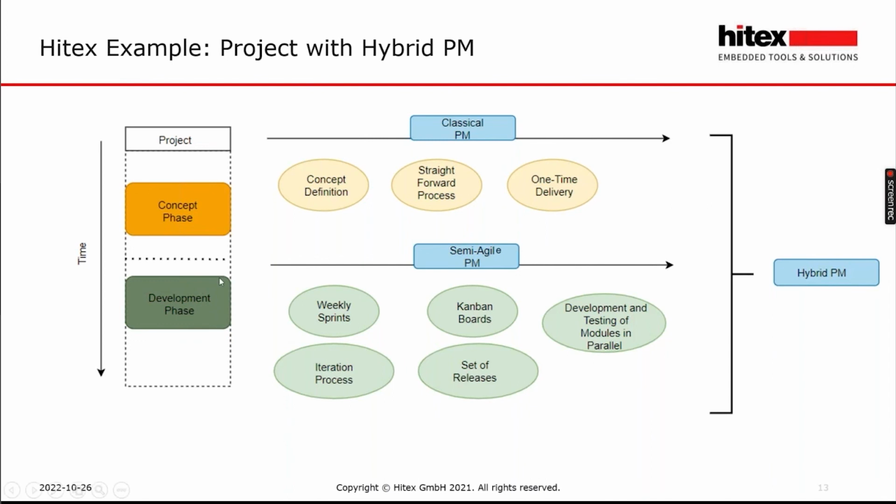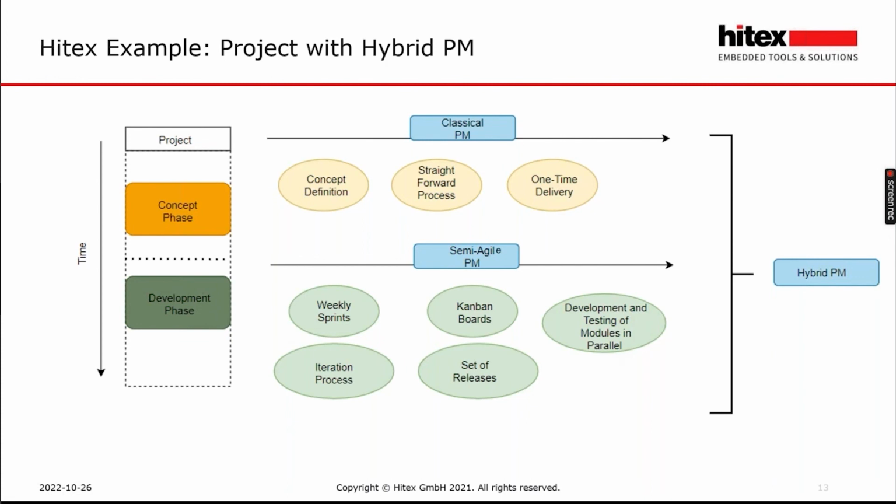In the development phase, we are working semi-agile. It means that we are combining Kanban plus sprint plus agile. We have weekly sprints, which are prepared really in sprint style. We have Kanban boards to track our tasks in status continuous development, in work, and done. We have an iterative process. We have several milestones as alpha delivery, beta delivery, release candidate, and product release. And what is more important, we are working in development and testing of our modules in parallel.